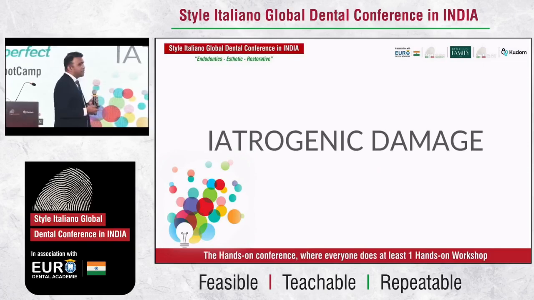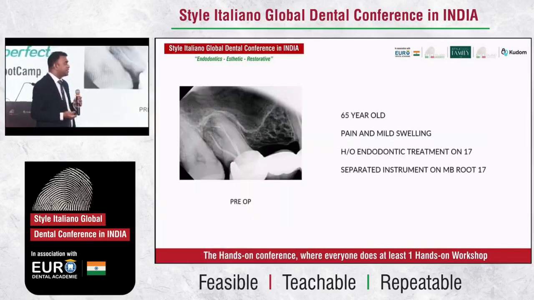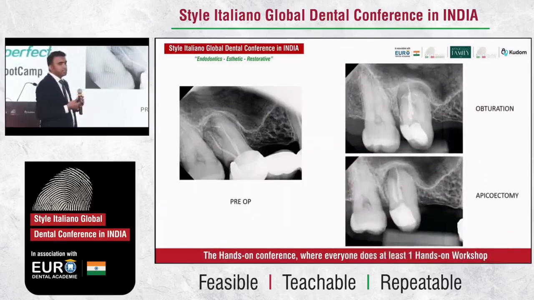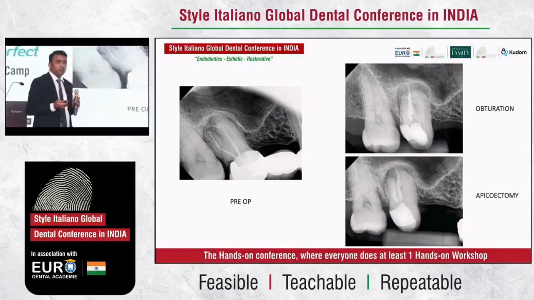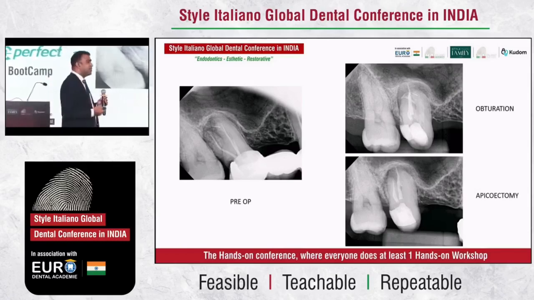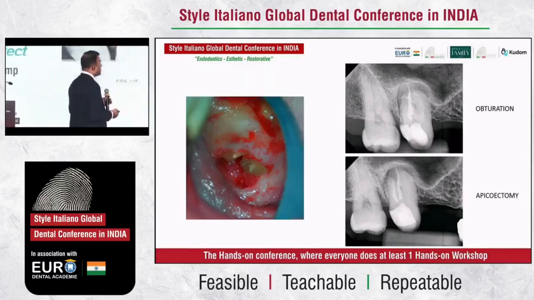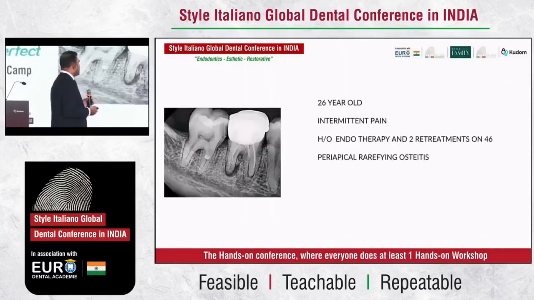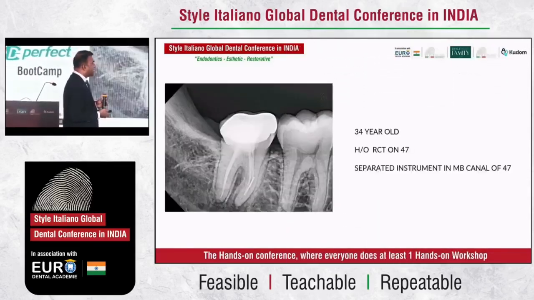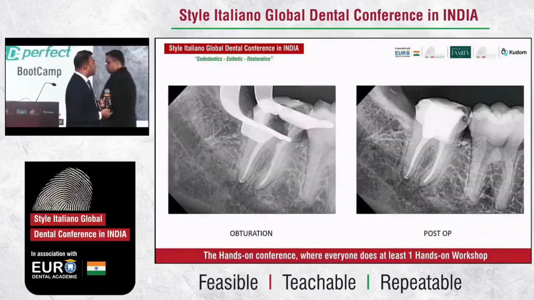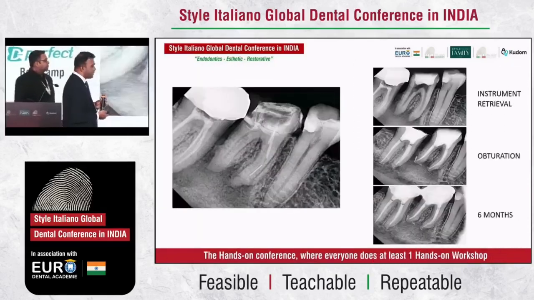We move on to iatrogenic damages, which are caused by the dentist. This is a case where I had to do a surgery, and because the access was very limited, as it was an upper 7, I decided to obturate first with tricalcium silicate and then do a root resection because I wanted to avoid retrograde filling in this case. And the next cases are all cases where the apical foramen has been damaged, and I've done a tricalcium-based obturation so that the integrity of the apical foramen is not lost.